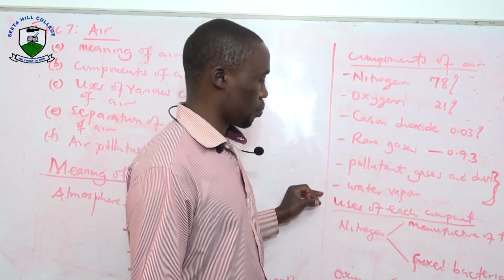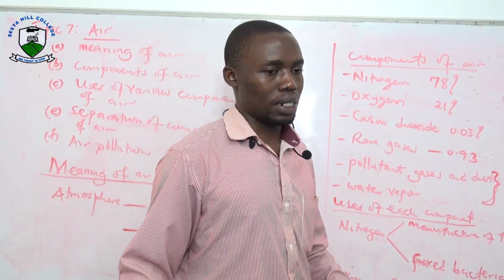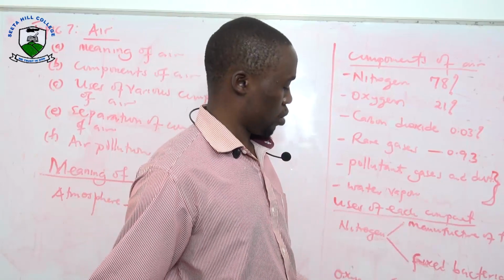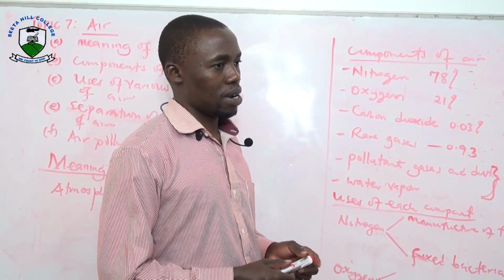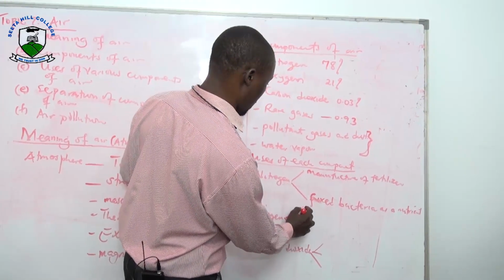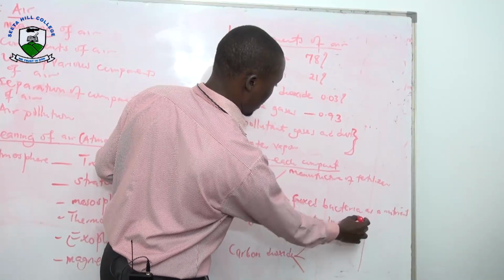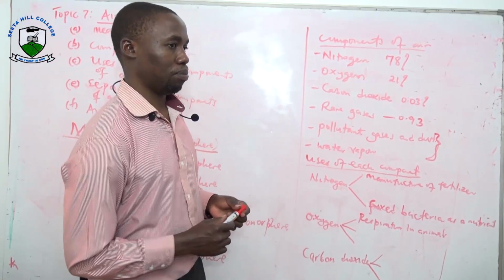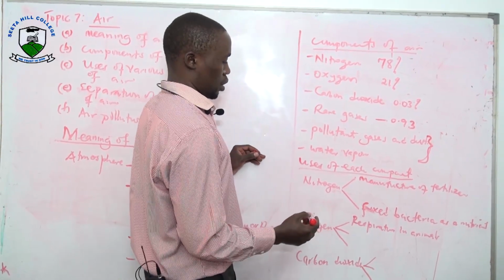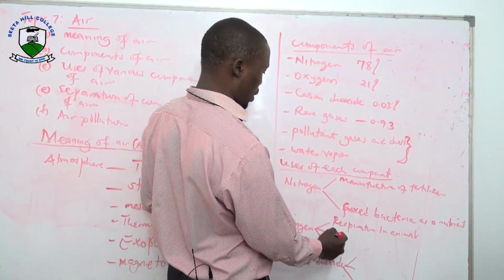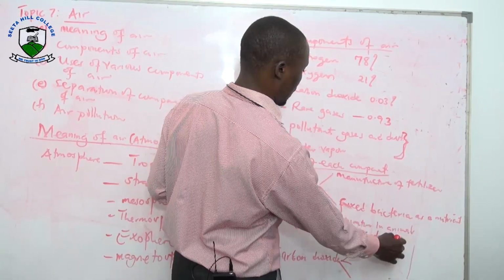Now what's the use of oxygen? Those are many, I think you have them. Respiration. Oxygen is used in respiration in animals. Is it used in respiration in plants? Supports burning, meaning it's used in conducting burning. What else?